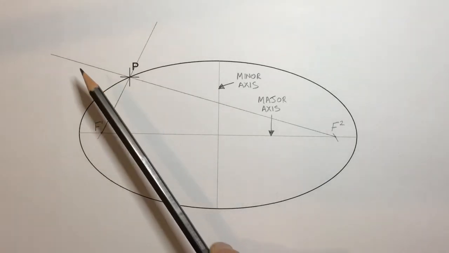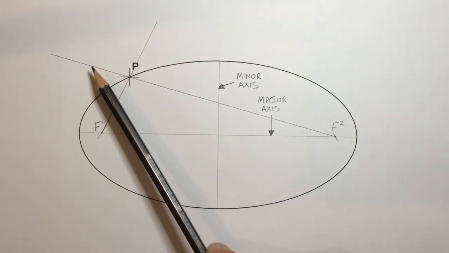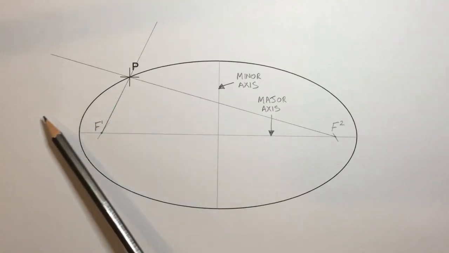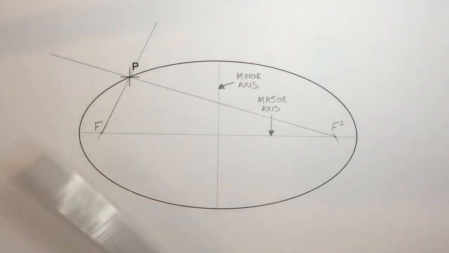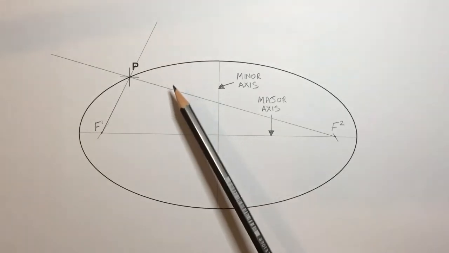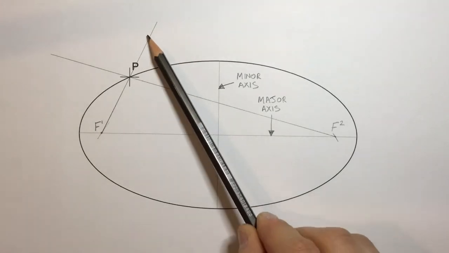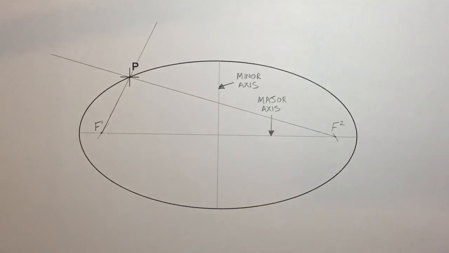And what I need to do now is bisect this angle here, and that will allow us to draw a line up here like so. Now in theory I could bisect this one as well. If you want to try that you can, but I'm going to bisect this angle here.